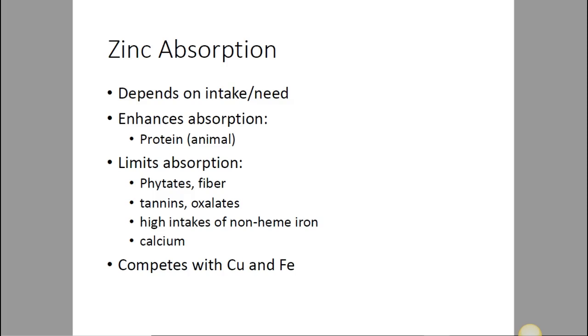But there are a lot of factors that limit absorption. You've heard a lot of these terms already. Phytates, fiber, tannins, I think that one we haven't talked about yet, oxalates. Also, high intakes of non-heme iron will limit zinc absorption, so that's something to pay attention to in terms of when you might consume those foods. And calcium, like iron, will inhibit or decrease the absorption of zinc as well. Also, zinc competes with copper and iron for absorption. So that's something else to watch. Again, remember, too high of an intake of copper or iron will limit absorption of zinc.